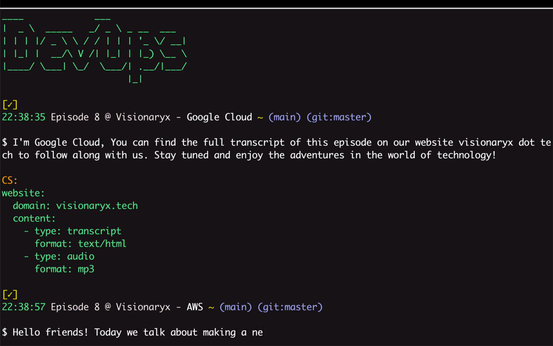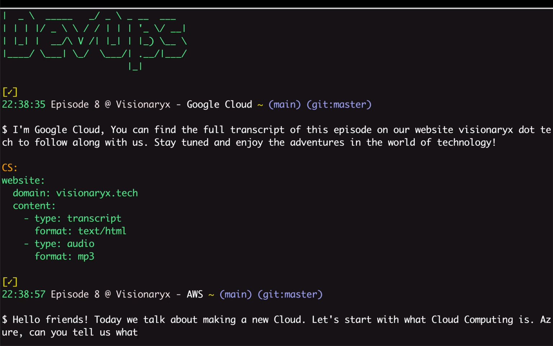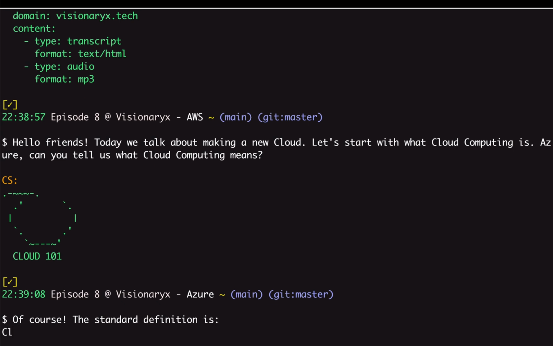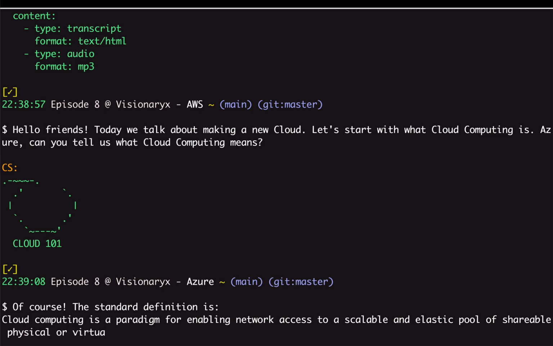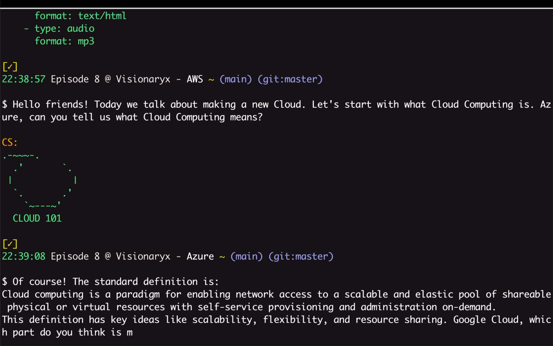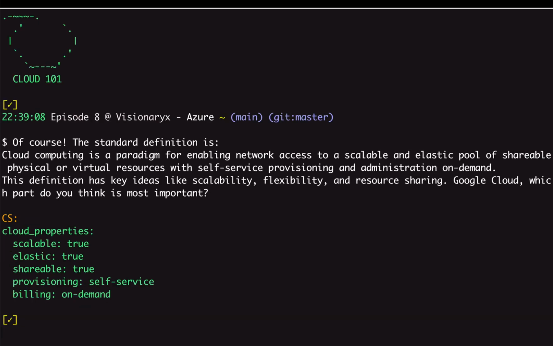Hello friends. Today we talk about making a new cloud. Let's start with what cloud computing is. Azure, can you tell us what cloud computing means? Of course, the standard definition is cloud computing is a paradigm for enabling network access to a scalable and elastic pool of shareable physical or virtual resources with self-service provisioning and administration on demand. This definition has key ideas like scalability, flexibility, and resource sharing.